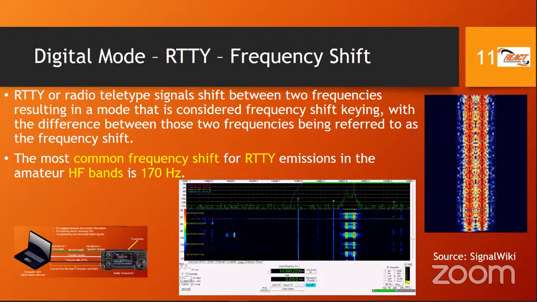We may remember that RTTY uses signals that shift between two frequencies, and that resultant mode is called frequency shift keying, or FSK. The difference between the two frequencies is considered the frequency shift, hence the name frequency shift keying. For the exam, we need to know that the most common frequency shift for RTTY on the HF bands is 170 Hertz.